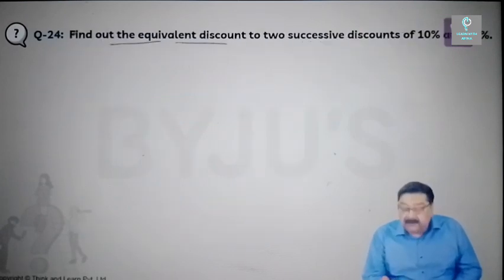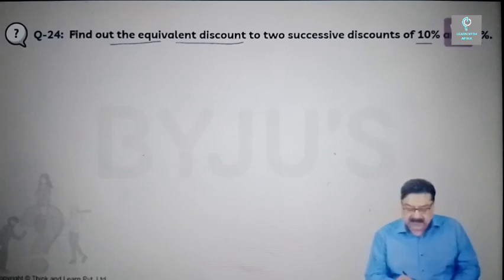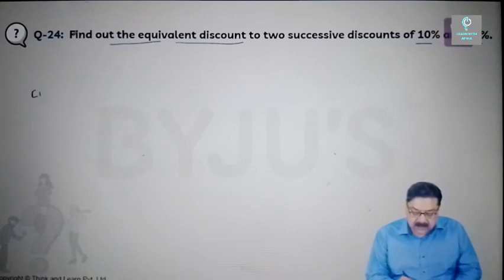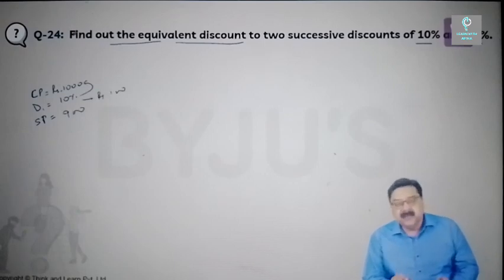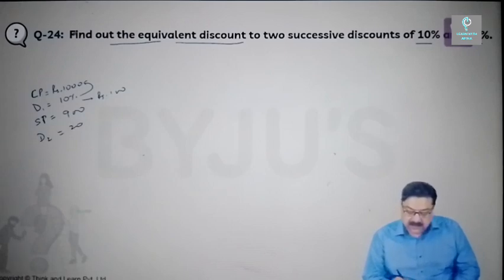Now find out the equivalent discount to two successive discounts of 10% and 20%. Now let me give you an example. Let us say a shirt costs rupees 1000. Now first discount is given here as 10%. So now the selling price will become 10% of 1000, which is rupees 100. So selling price becomes 900. Now second discount is offered, that is 20% on 900. Now 20% of 900 is 9 2 is 18, so rupees 180. So the final selling price here is 900 minus 180, that is rupees 720.